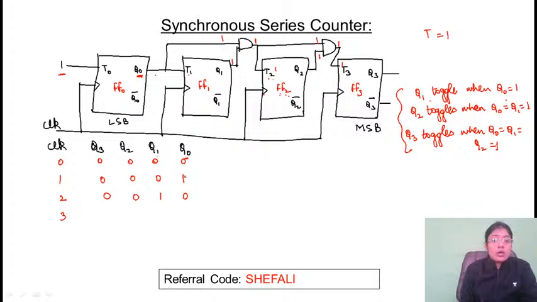For the next clock, Q0 will toggle. Q0 ने टॉगल किया. Q1 कब टॉगल करेगा? जब Q0 की वैल्यू 1 थी, but Q0 was not 1, so the output remains the same. Q2 कब टॉगल करेगा? When Q0 and Q1 both were 1. Both were not 1. So Q2 remains the same. Q3 remains the same.